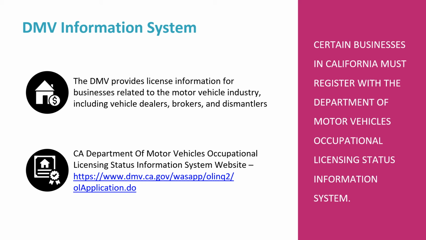Businesses related to the motor vehicle industry must register with the Department of Motor Vehicles. The Department of Motor Vehicles Occupational Licensing Status Information System is an online lookup tool used to verify the DMV license status for these businesses. A common use of this tool is to identify the owner of a vehicle dealership.